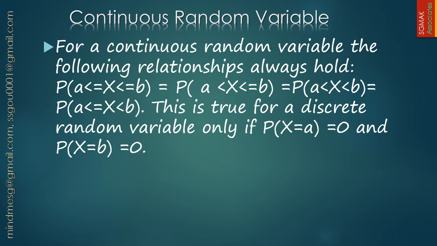Now, this is not true for a discrete random variable. Only if probability x equal to A is 0 and probability x equal to B is 0 can what you apply for a continuous random variable be applied to a discrete random variable also. So you have to be careful to make sure that these conditions are true. You have to pay attention to whether the endpoints are included in estimating the probability while dealing with a discrete random variable. You don't have to worry about that for a continuous random variable.